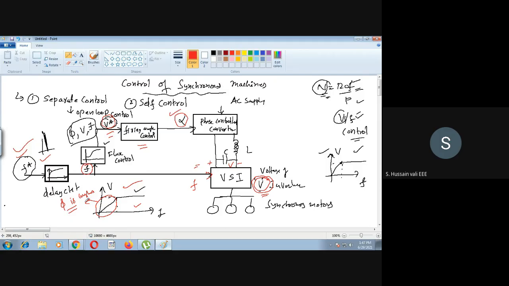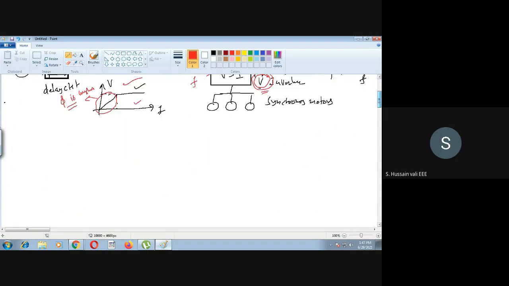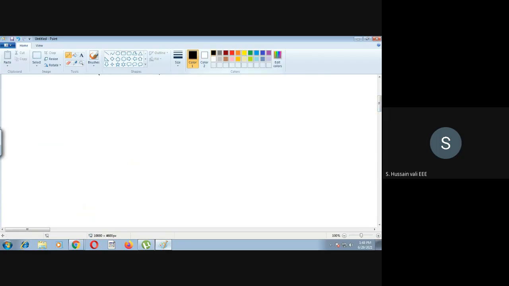Okay. So that was separate control. Then we will go to self control. Let me draw the block diagram.